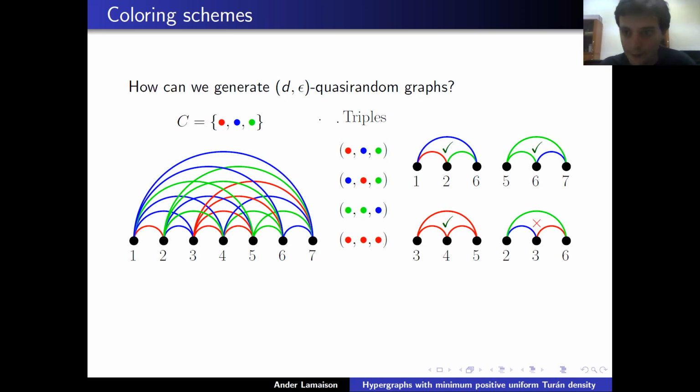And here there's a definition that I haven't written in the slides, but it's important to say. We are going to say that a hypergraph H admits a coloring scheme if it appears in some graph that can be generated using that coloring scheme. And if that happens, then H will appear with high probability in a large enough graph generated by the coloring scheme.